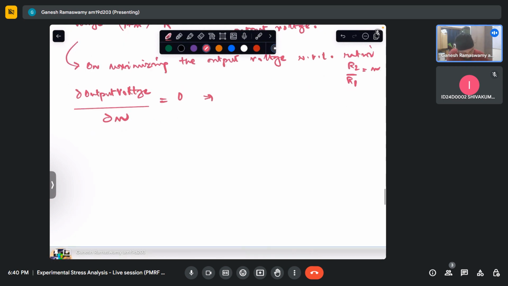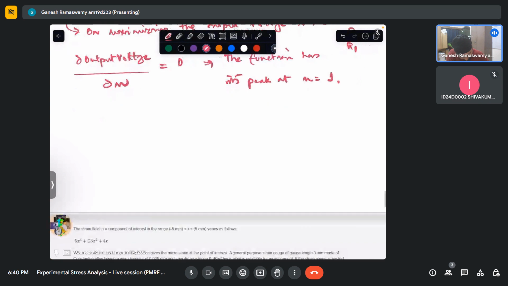So what this gives us is a function which has its peak at M equal to 1. So this implies that for maximum output, we need to have M equal to 1, which is R2 by R1 equaling 1, which implies R2 equal to R1.